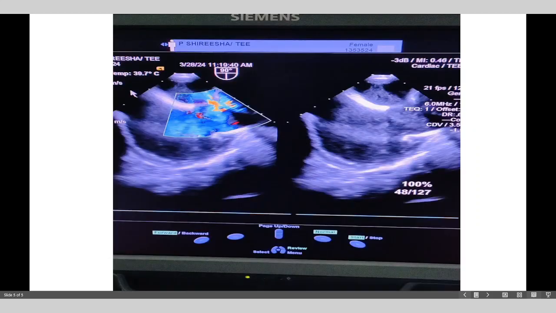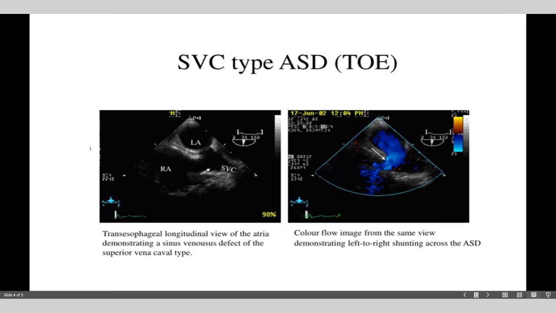Okay, and this is the transesophageal echo clearly demonstrating the defect. The defect is very difficult to detect in transthoracic echo, especially the sinus venosus type, the SVC type of ASD. It is very difficult to detect in transthoracic echo, and the main, definitive diagnostic modality is transesophageal echo, which shows the defect clearly. There is a deficit of the SVC rim of the ASD.